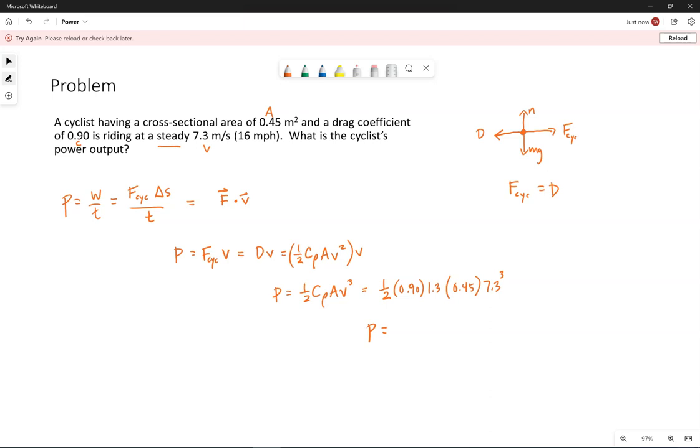0.5. So 102, so approximately 100 watts is what this cyclist's power output is. So the rate at which that energy is put in, not just the total energy.